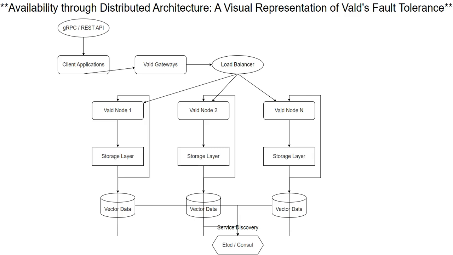Let's delve into availability through distributed architecture. A system is distributed when spread across multiple machines. If one machine fails, the others keep the system running. This provides redundancy, thus increasing overall availability.